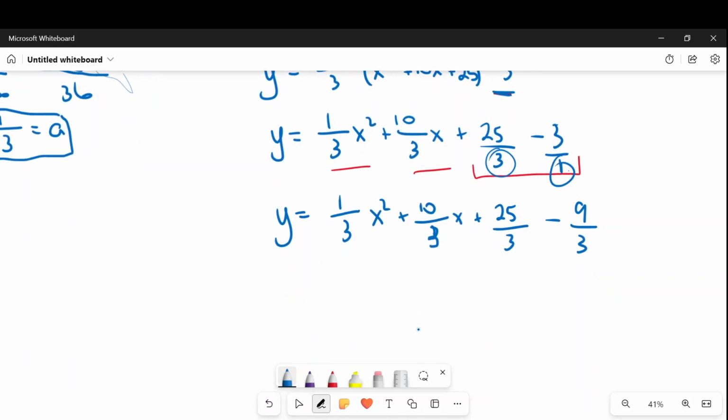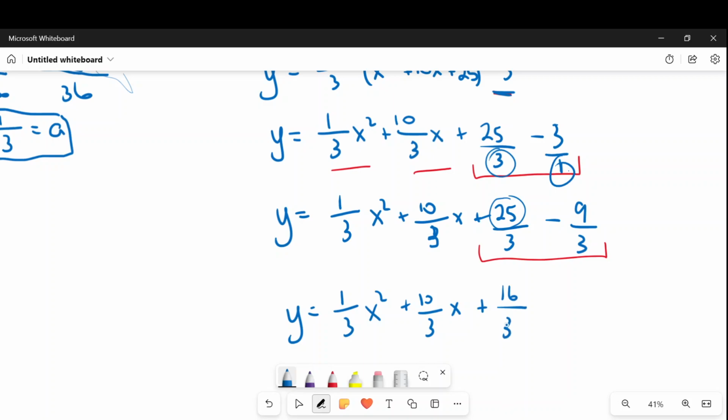And now I can collect like terms right here. So I get y equals 1/3 x squared plus 10 over 3 x. And then 25 minus 9 is positive 16 over 3. None of my fractions reduce, so that is my final answer for the standard form equation of that parabola.